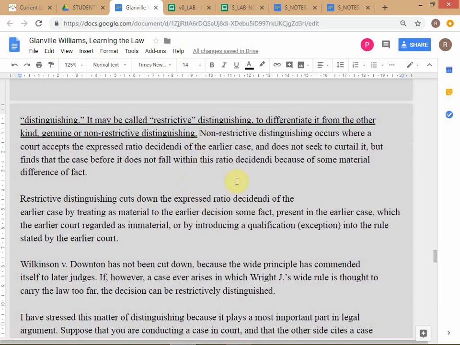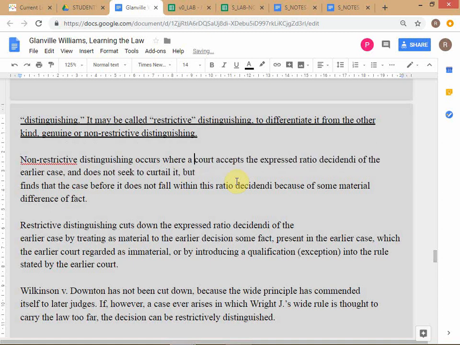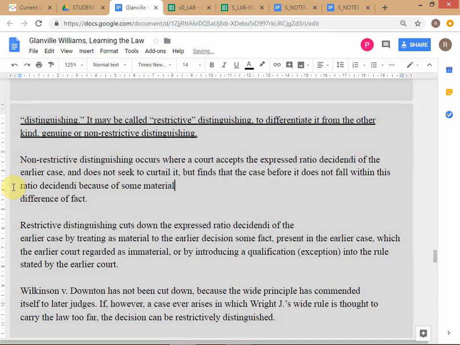Here you see non-restrictive distinguishing essentially. You can remember it also as distinguishing based on facts. All you try to show is that the case, let's say case A, is being cited as a precedent, and your case is case B, and you try to show that in case B there is some difference of material fact. Maybe the driver was not drunk in case B, while in case A the driver was drunk. And maybe in case A somebody actually got killed, whereas in case B he just rammed into a tree or something. So the quality of damage is a material difference: no person was actually hurt.